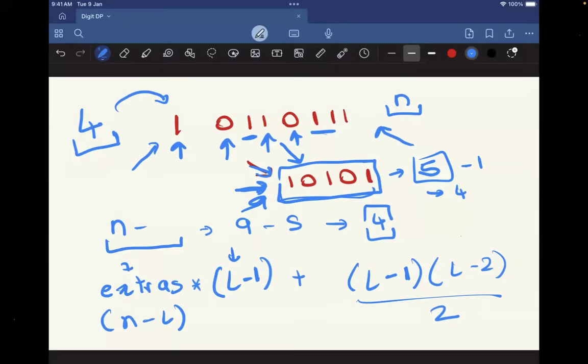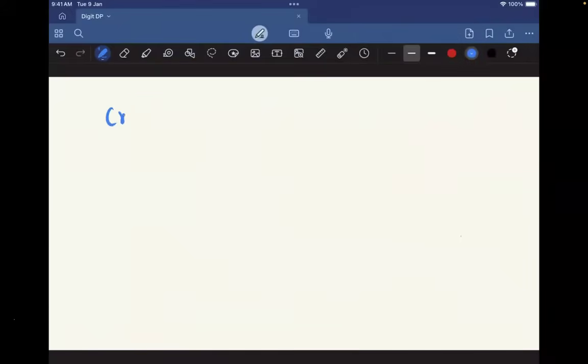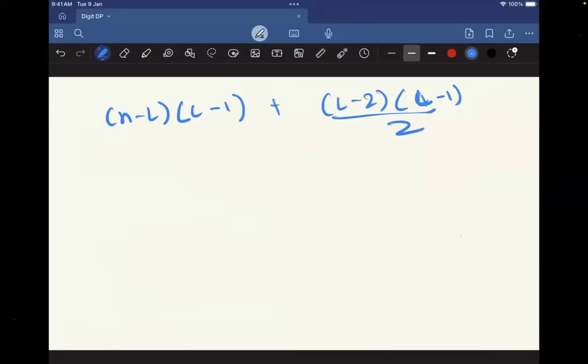So eventually, if I'm able to come up with the length of this alternating array, my formula at the end of the day is just n minus L into L minus 1 plus L minus 2 into L minus 1, the whole multiplied by the whole divided by 2. The only thing I need to find right now is L. Yes or no, guys? Yes.